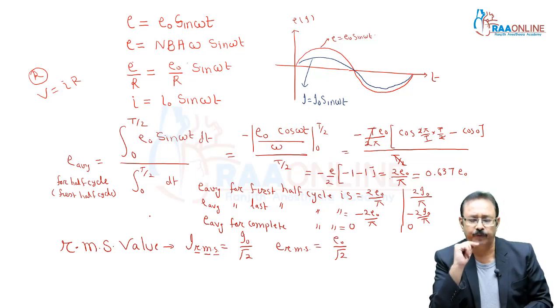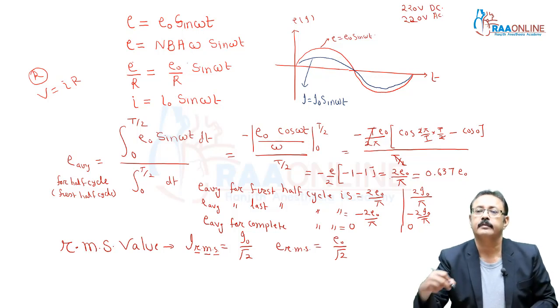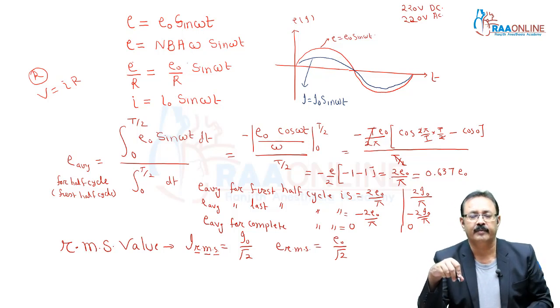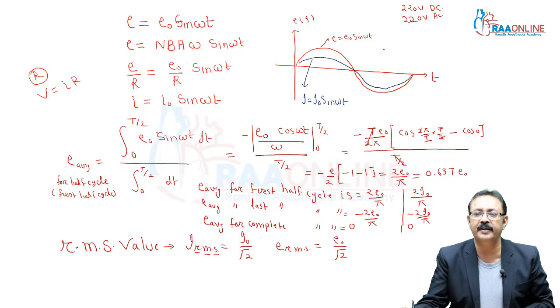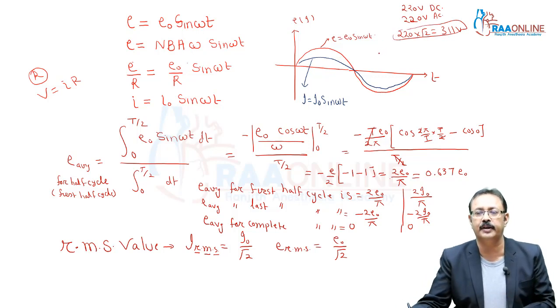Sometimes they can ask you which is more dangerous, a 220 volt DC supply or a 220 volt AC supply. DC 220 means 220 all the time, but for AC, 220 means that when it goes to its peak value, it will be 220 into root 2, nearly 311 volts. So it is more dangerous. So 220 volt AC is more dangerous than 220 volt DC. They can ask you this in theory.